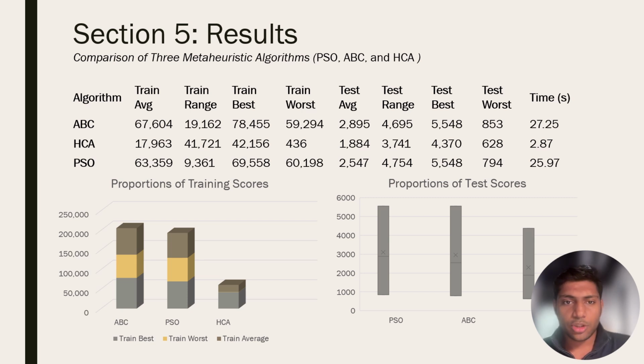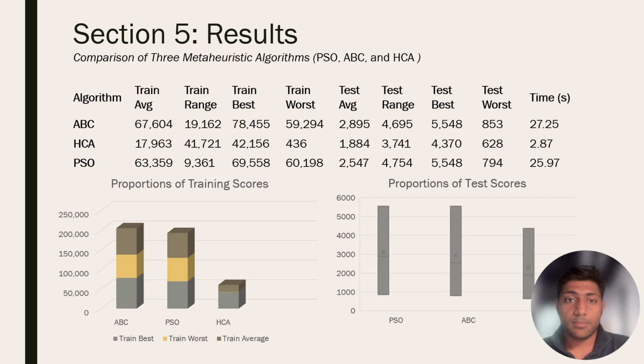The train range tells us how much the results fluctuated across the different runs, and a large range like hill climb algorithm's $41,000 value means it's highly inconsistent, whereas particle swarm optimization with a range of only around $9,000 is far more stable. The train best and train worst give the highest and lowest training profits.